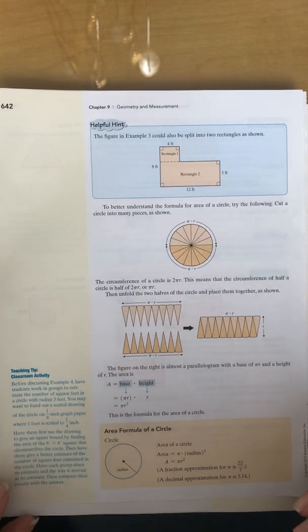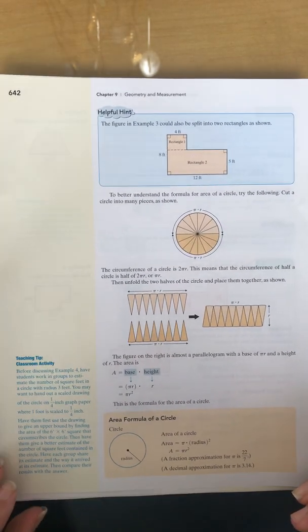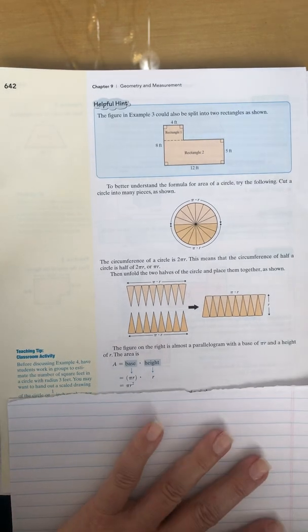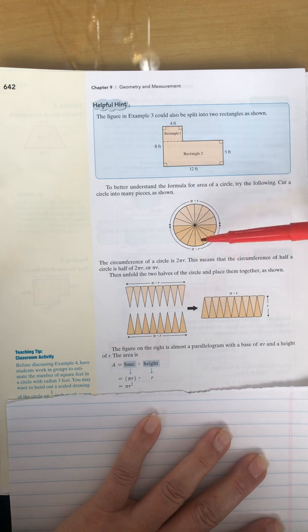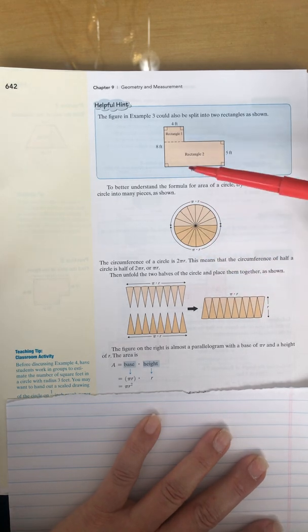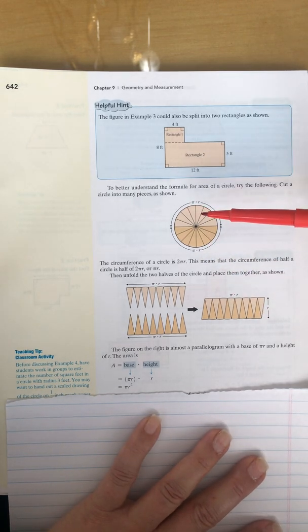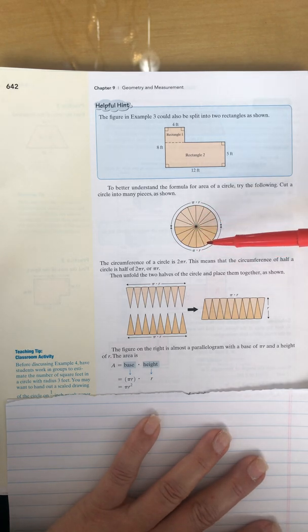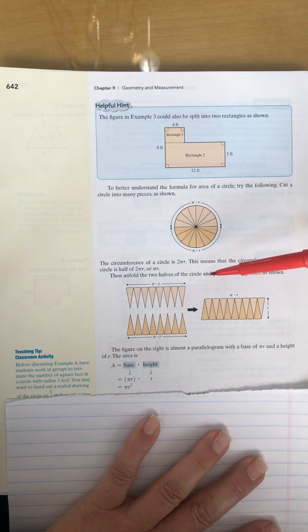Okay, area of a circle. Here's a little application to hopefully help you understand how this formula comes into meaning, which is going to be pi r squared. The area of a circle is pi r squared. Now don't get that confused with perimeter. Perimeter or circumference of a circle is pi times d, or 2 pi r.